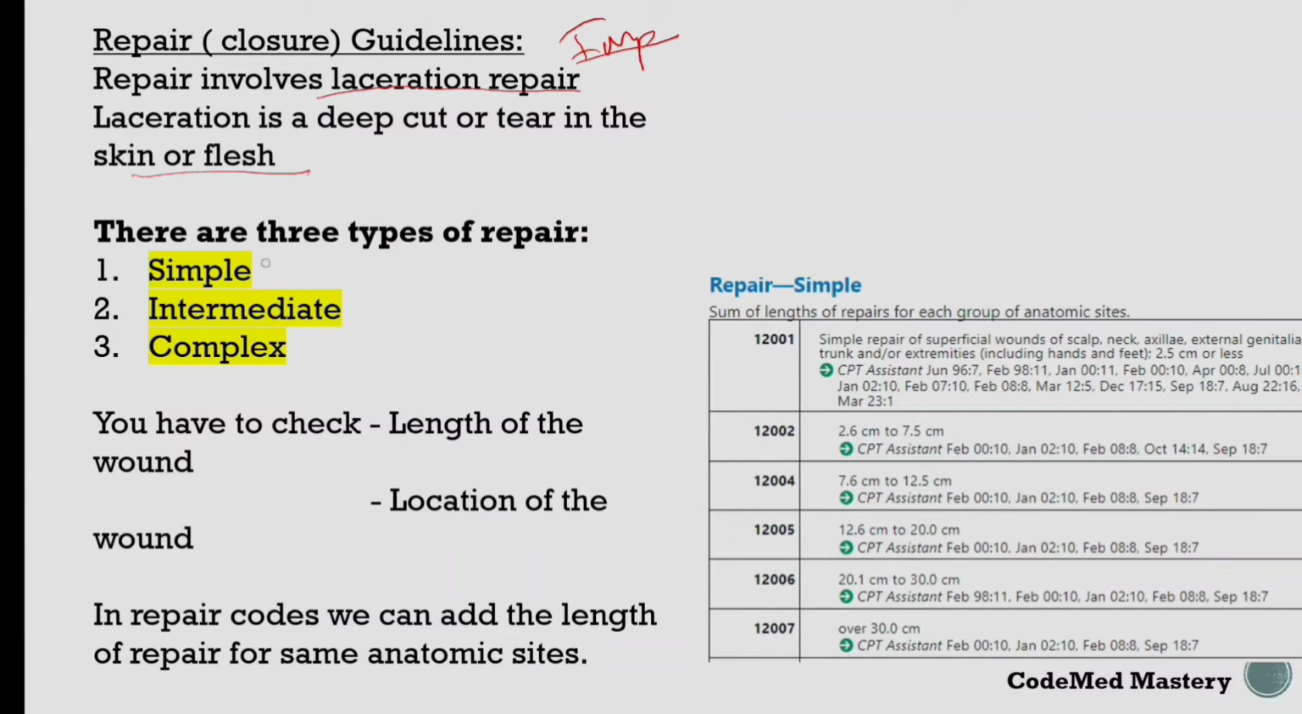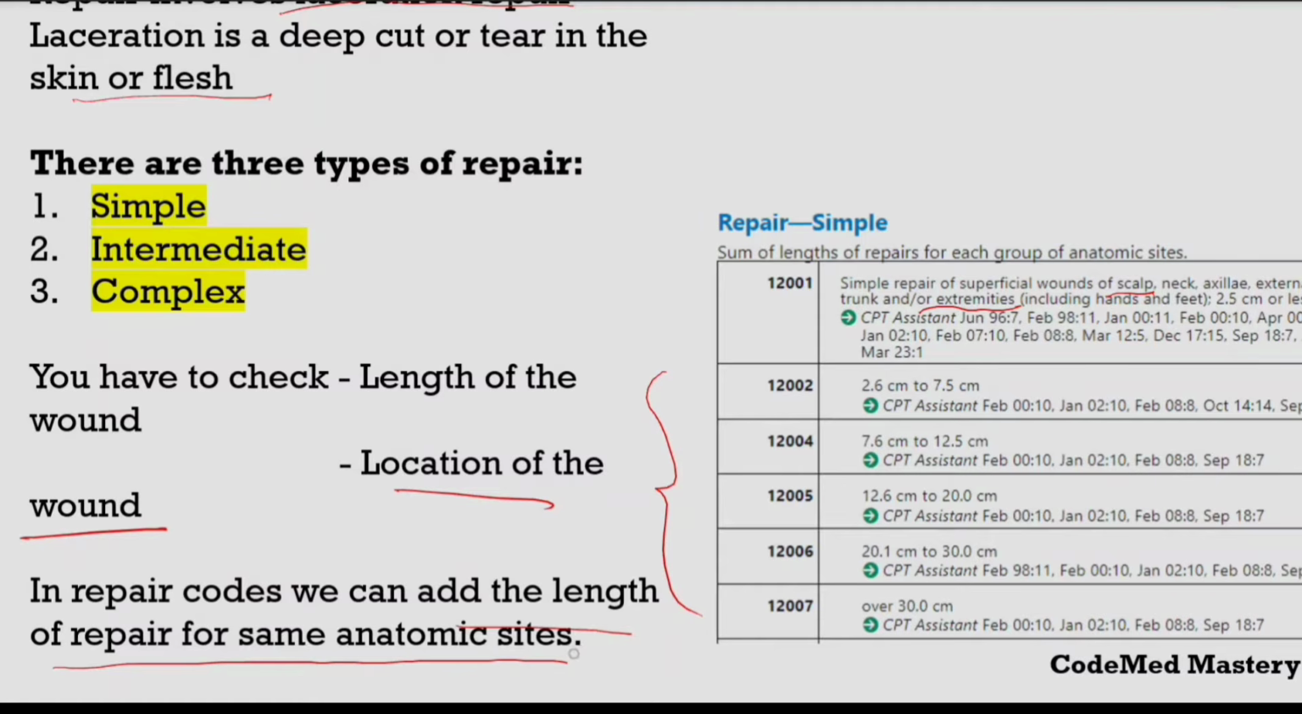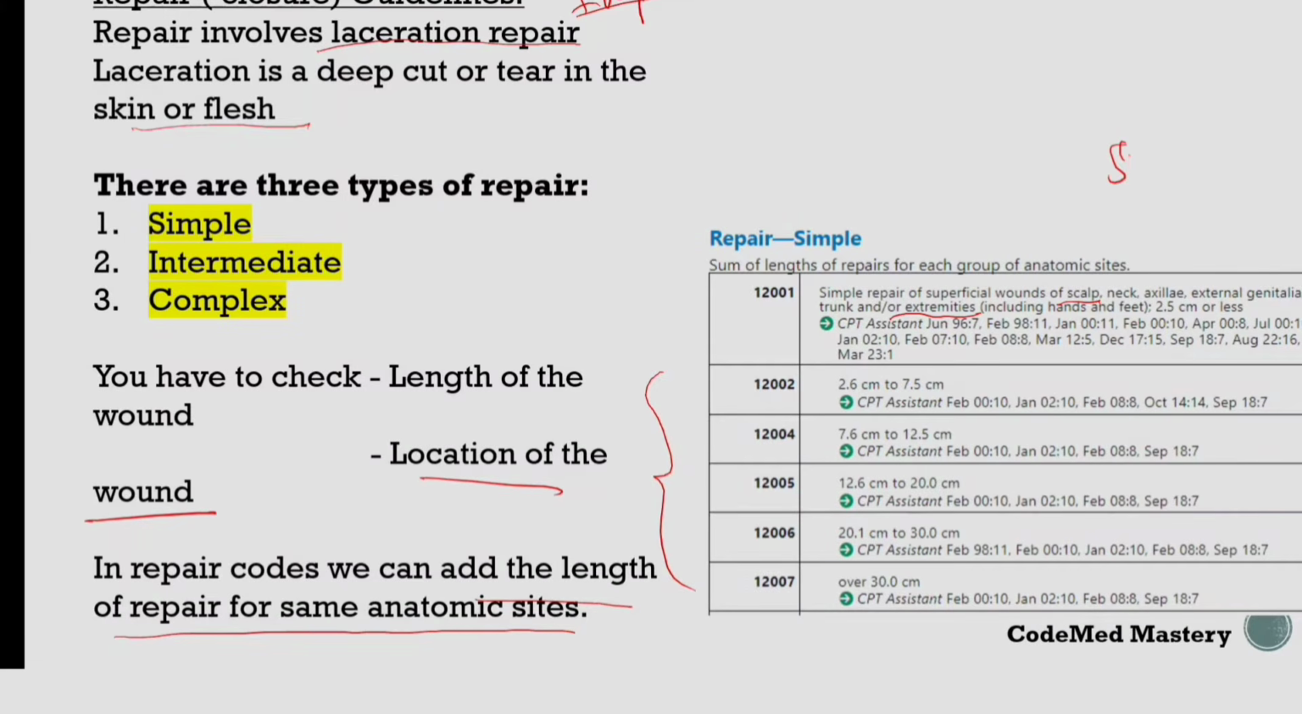So, there are three types of repair: simple repair, intermediate repair and complex repair. In order to code repair, you have to check the length of the wound, the location of the wound and add the length of repair for same anatomic sites. For example, if in the question they have mentioned simple repair of scalp and simple repair of extremities, then you can code both of them. That is, you can add the length of repair of scalp and add the length of repair of extremity and you can select the appropriate code.